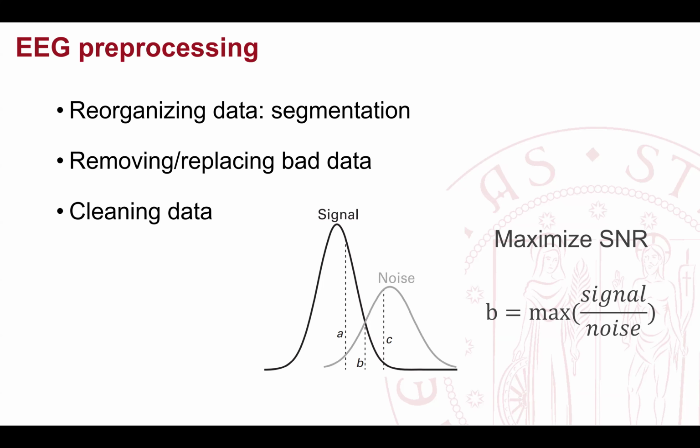And you can do it in several ways. Reorganizing properly your data, so segment your data in specific times in which you are sure that the data contains brain activity and not other activities. For the other time windows in which you are not sure what is happening, you can either remove them, say I don't consider them, or try to replace this bad data with the correct data. That is done through cleaning. So cleaning is the procedure of artifact removal.